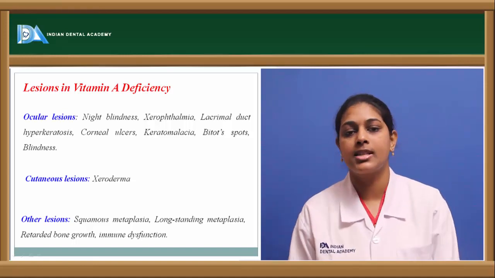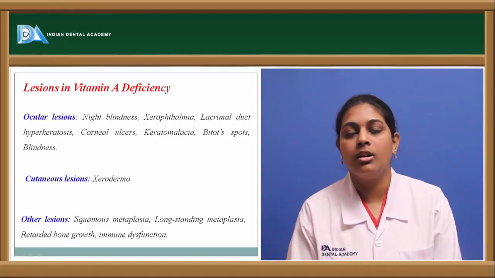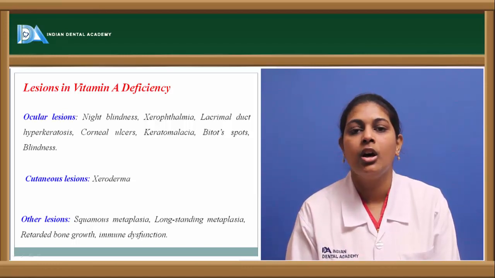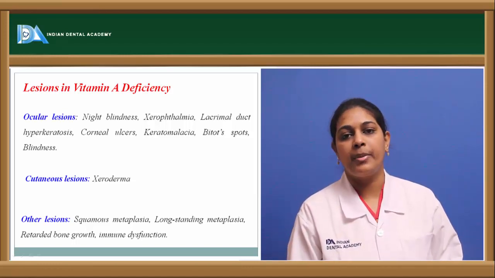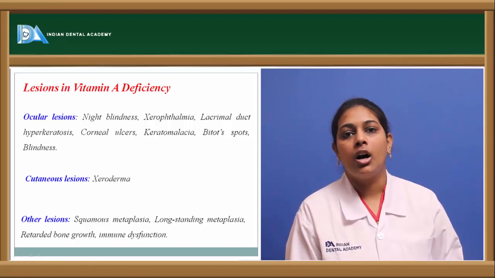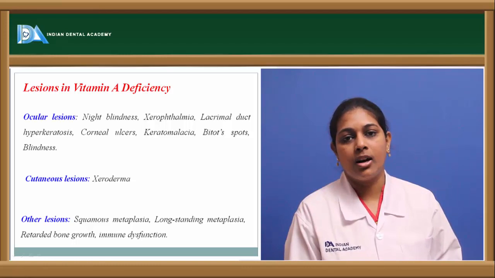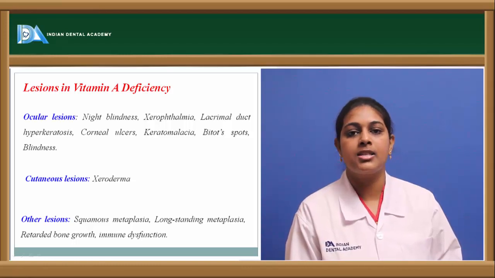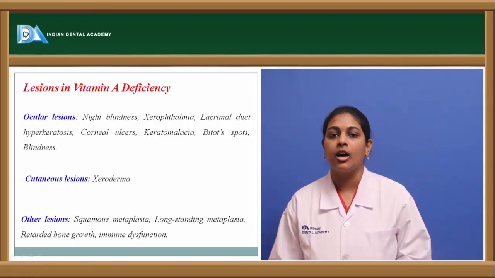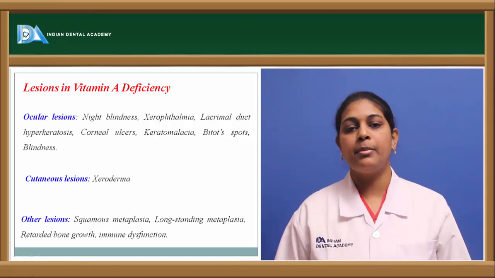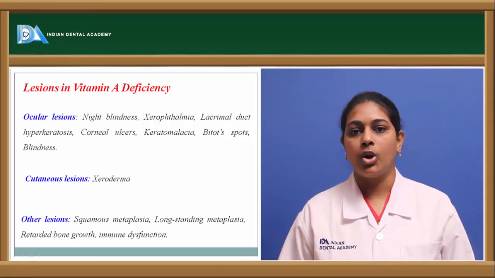Next is long-standing metaplasia. In vitamin A deficiency, we see long-standing metaplasia, that is, a change from the basic form of an epithelium to a physiologically adapted kind of epithelium. This progressive change of the regular basic epithelium might result in anaplastic epithelium, where there is no resemblance between the parent cells and the daughter cells.